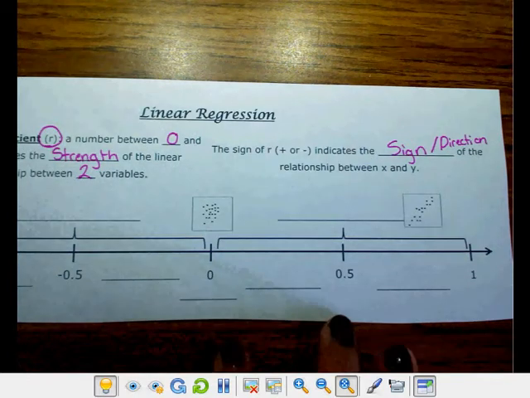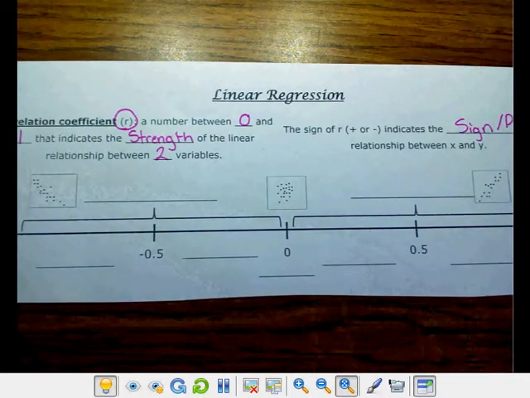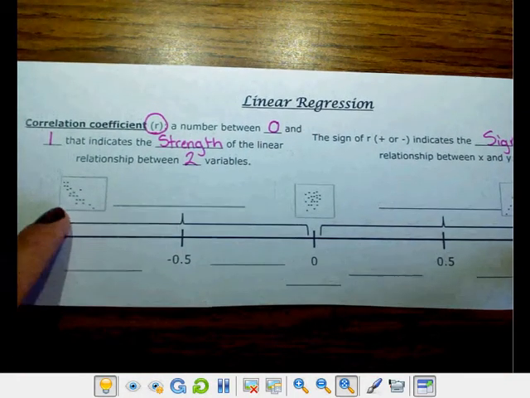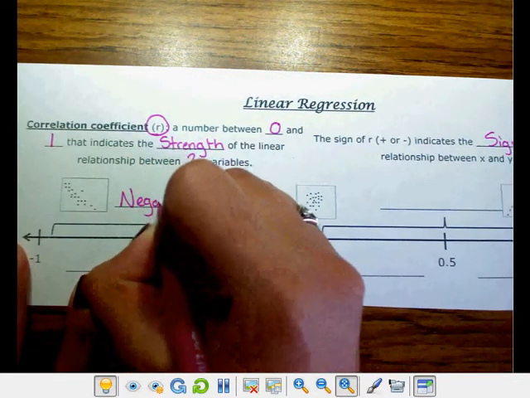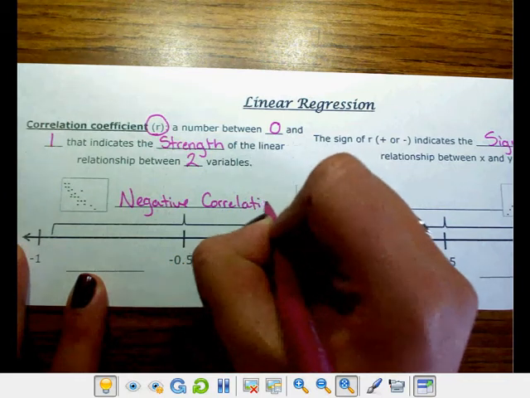So you guys learned back in 8th grade the 3 different types of correlations. Do you remember what they are? Positive, negative, and no correlation. Very good. Positive, negative, and no correlation. So let's look at this one here on the far left. What kind is that? Negative. Negative correlation. Awesome.